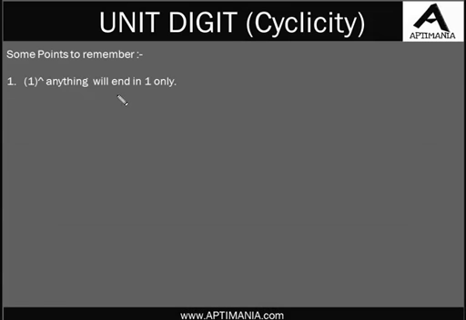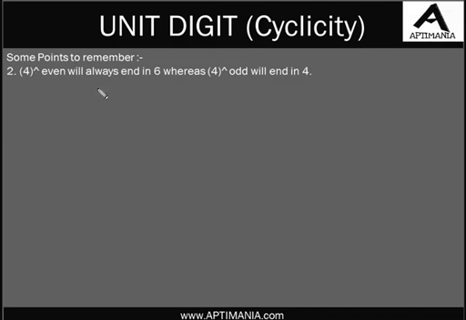1 raised to the power of anything will end in 1 only. Suppose we have the number 9861 raised to the power 28. So we need not bother about this calculation, since the number is ending in 1 and 1 raised to the power of anything will end in 1 only. So the unit digit of this particular number would be 1 only, right?